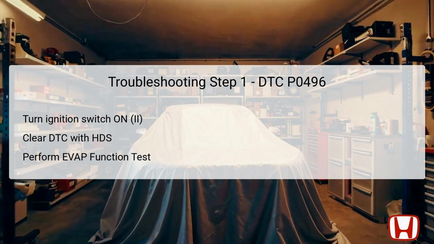Following this, perform the EVAP function test as found in the inspection menu of the HDS. This test determines if the EVAP system is functioning correctly. If the results are satisfactory, it may suggest that the issue is intermittent, and you should check for poor connections or loose terminals in critical components.